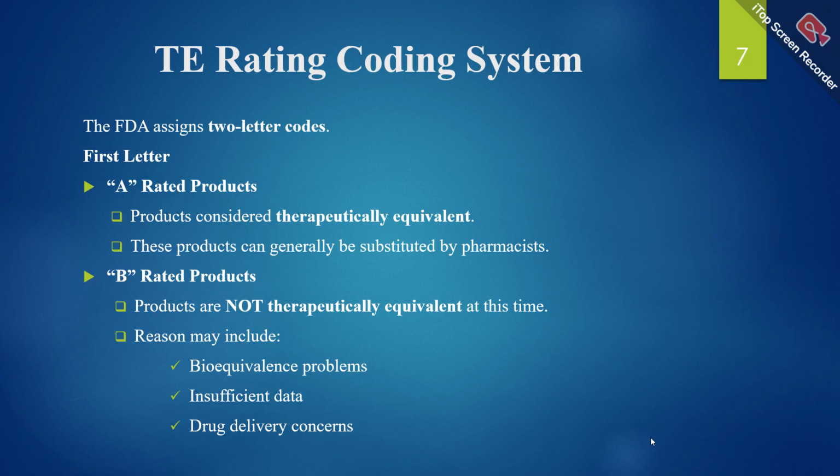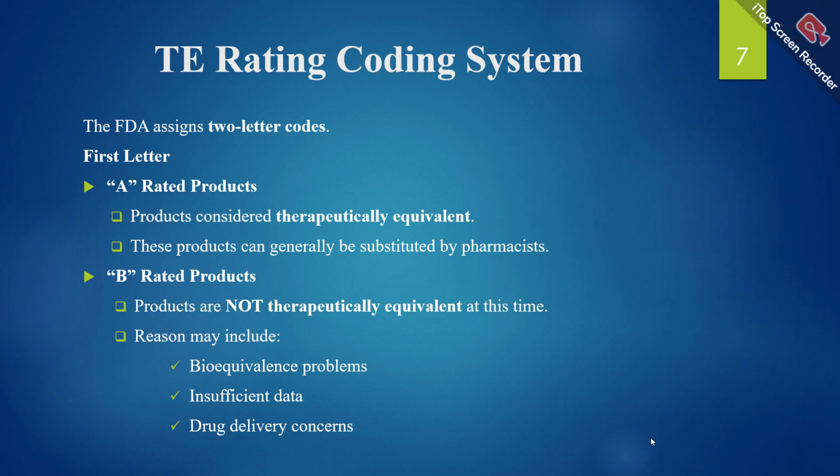Next, the therapeutic equivalence rating coding system. Here FDA will assign two-letter codes. The first letter will be A-rated drugs and the second letter will be B-rated drugs. A-rated drugs are products considered therapeutically equivalent, meaning there are no problems of any bioequivalence studies, etc. And these products can generally be substituted by the pharmacist.